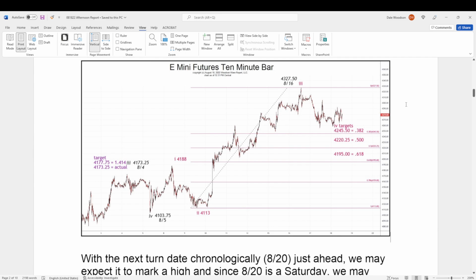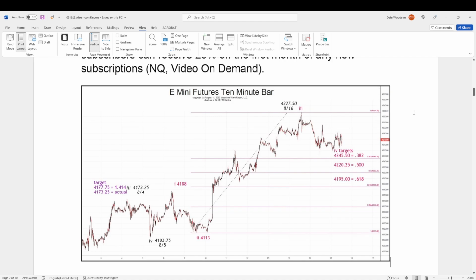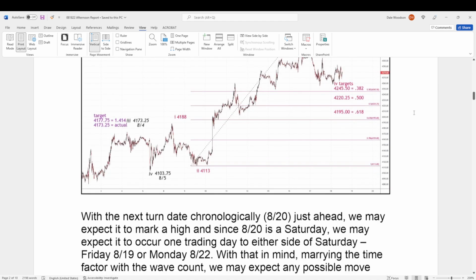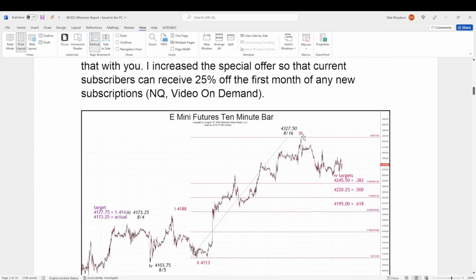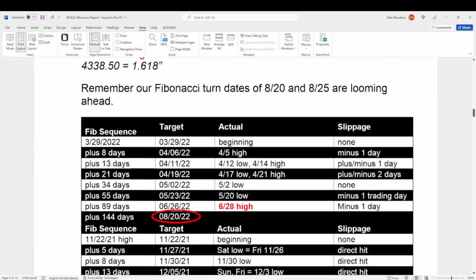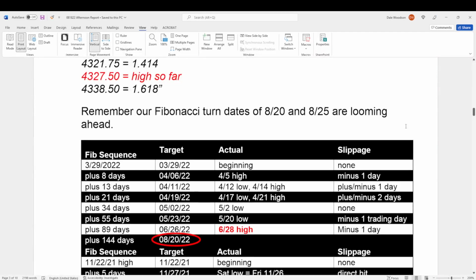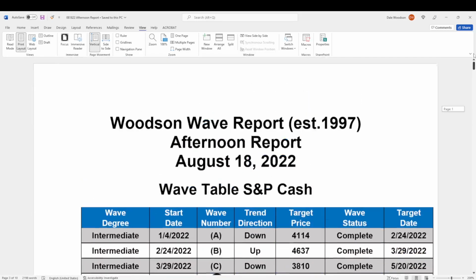We make sure that our subscribers are aware of every possibility so they're not whipsawed and they're not surprised by anything. And we have confirmation, and we just have targets and confirmation points and make or break points. Okay, so if we get above 43.27, then our next target is 43.38. That'd be nice to see if it goes near our Fibonacci turn date. You can see 820 right there, and there's that 43.38. Okay, and it went through the 1272, the 1414, and that is the 1618 up there. So we'll see how that plays out.